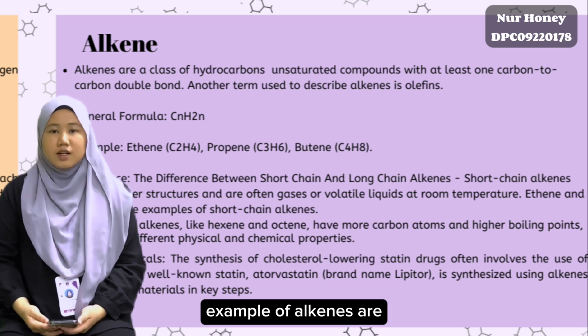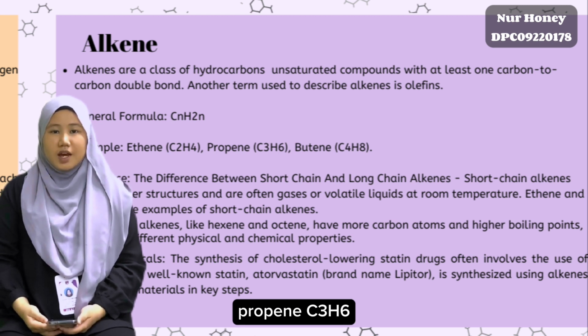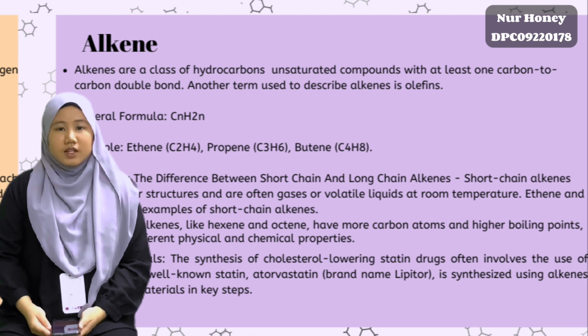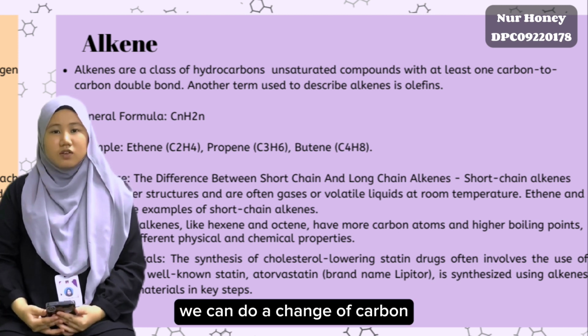Examples of alkenes are ethene C2H4, propene C3H6, and 1-butene C4H8. The difference of alkenes, we can look at chains of carbon.